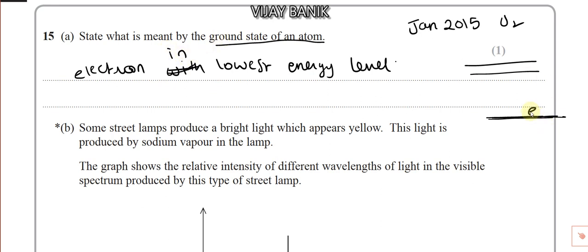So when an electron is present in the lowest energy level, this is the most stable, remember this. Lowest energy level is the most stable.